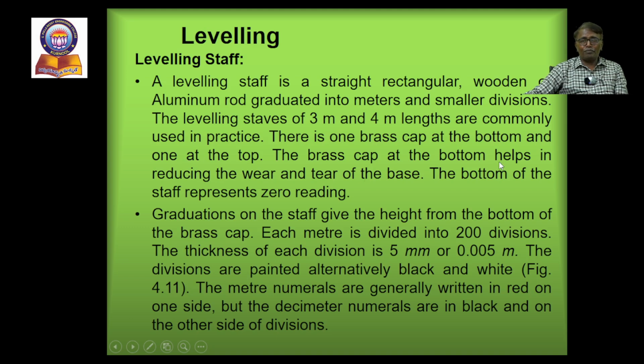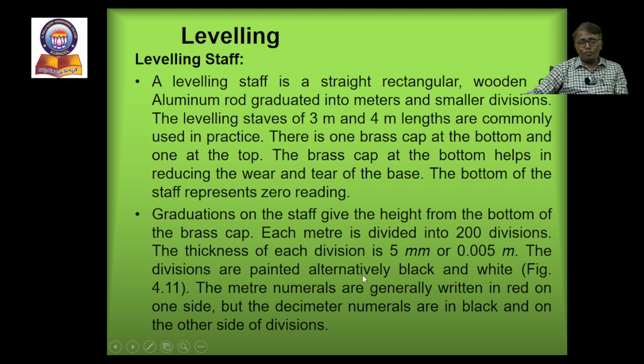The brass cap at the bottom helps in reducing the wear and tear of the base. The bottom of the staff represents 0 reading. The gradations on the staff give the height from the bottom of the brass cap. Each meter is divided into 200 divisions. The thickness of each division is 5 millimeters or 0.005 meters.